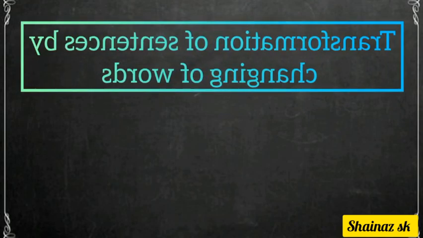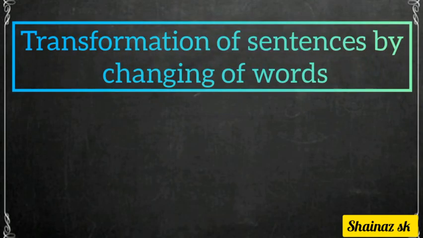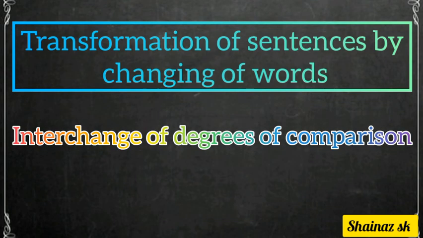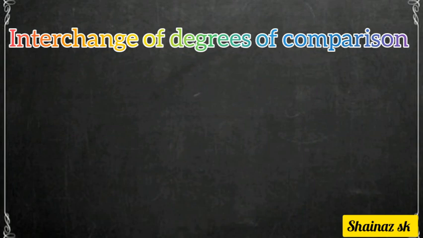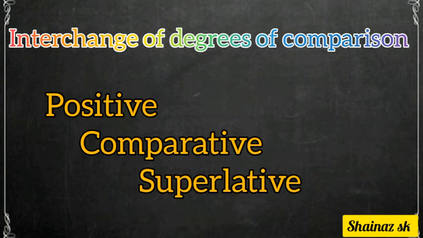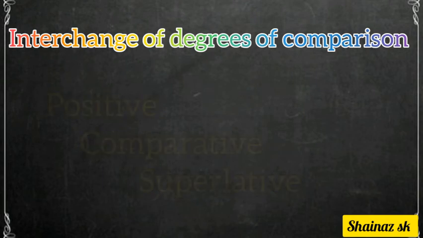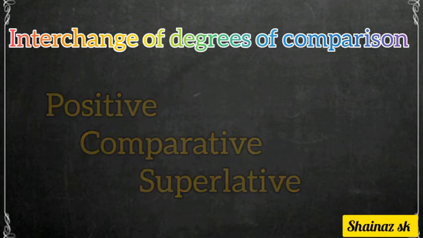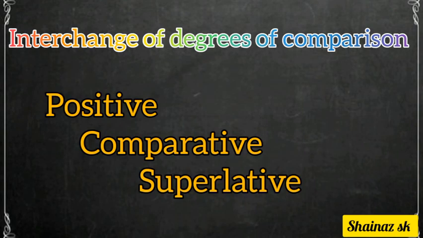Okay children, let us go to the next part of the transformation of sentences by changing of words, and that is interchange of degrees of comparison. As you know very well that we have 3 degrees of comparison, that is positive, comparative and superlative, and this can be interchanged without altering the meaning of the sentence. Okay, let us take few sentences to get it clear.